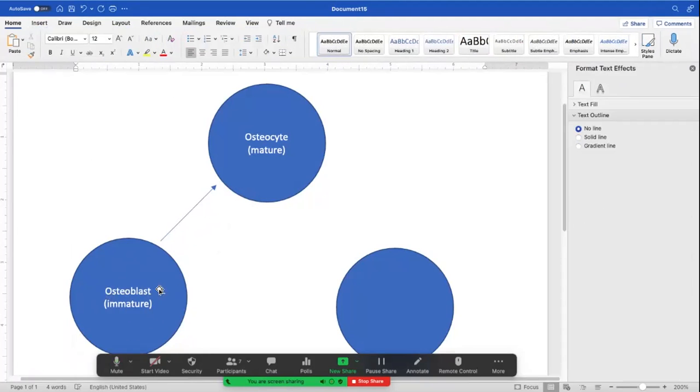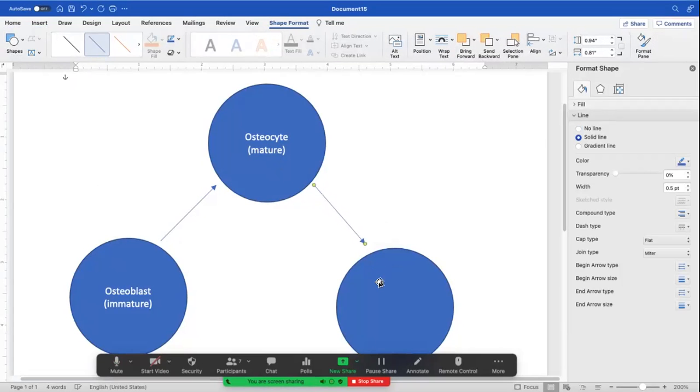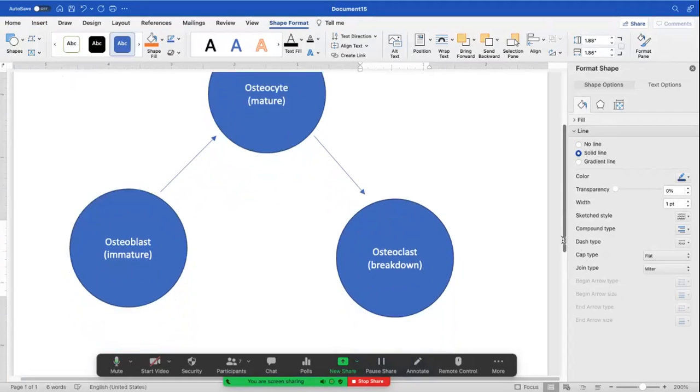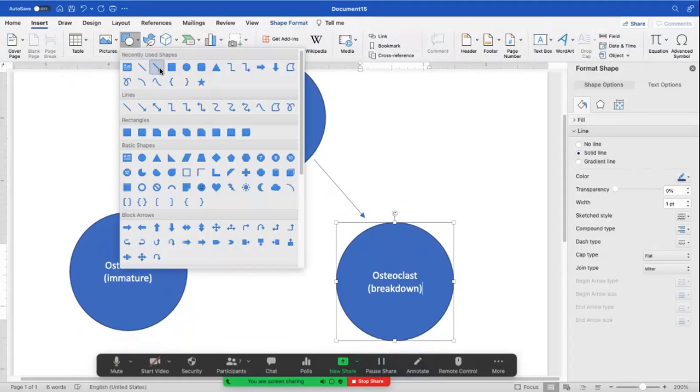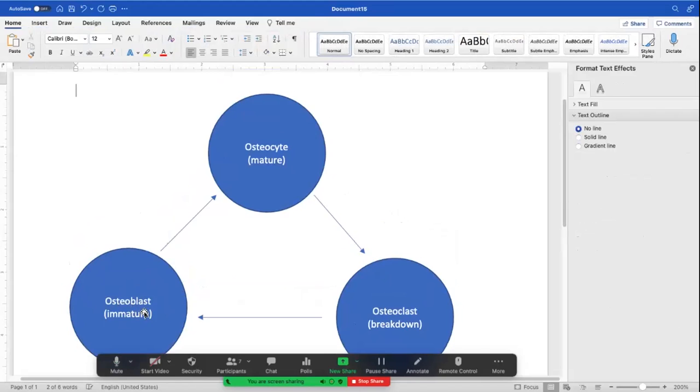you have immature cells, they grow. And you know, the difference between an immature cell and a mature cell: an immature cell is brand new, it's growing. They can't do much. You're immature, you're not mature enough. And then it becomes a mature cell. Well, when you get past your prime, what happens? You gotta be recycled out. So then you have your osteoclast. It's a cell that's going to break down bone, and then recycle its products and create what? An immature osteoblast.